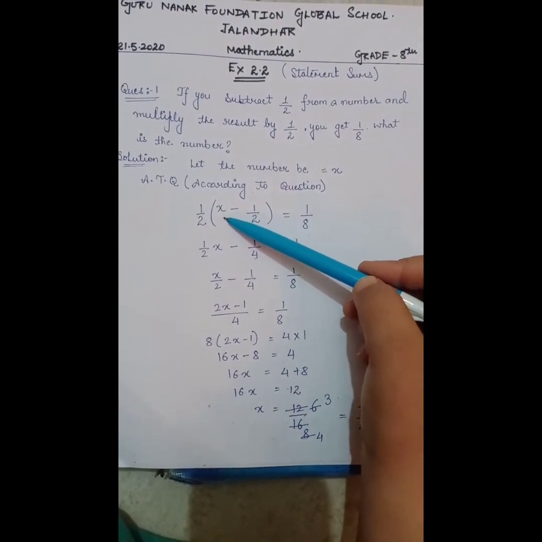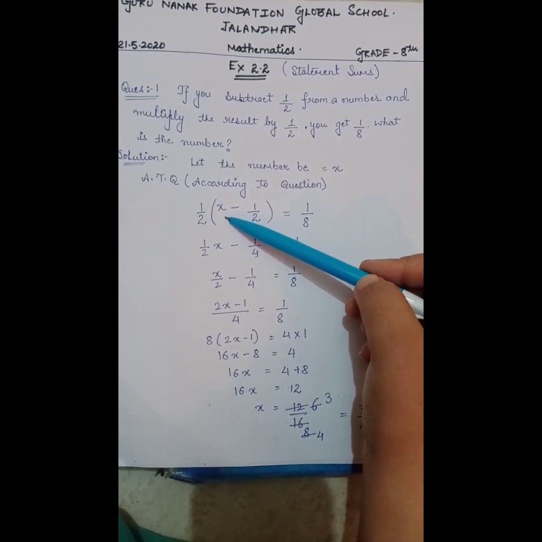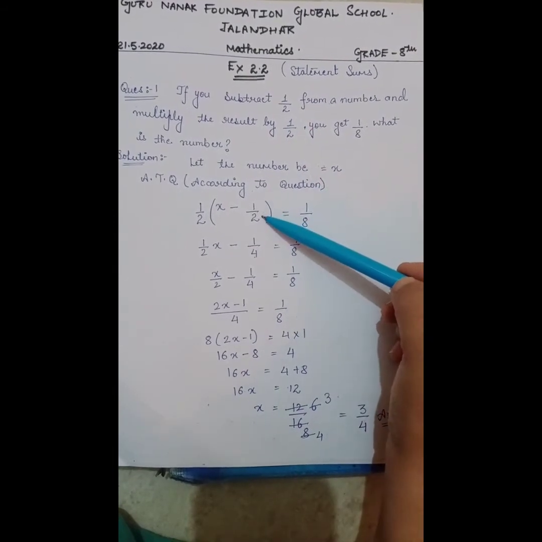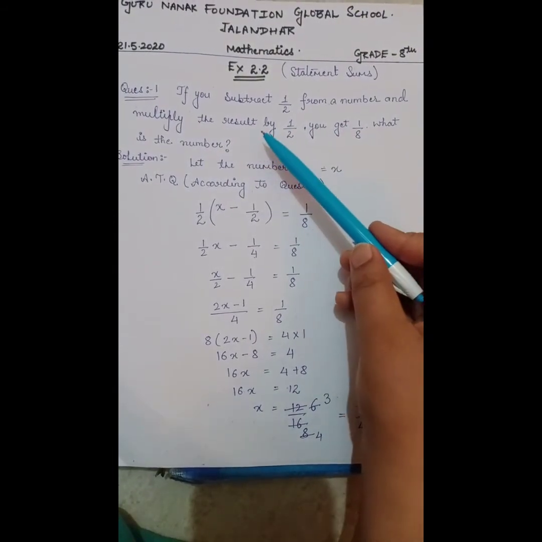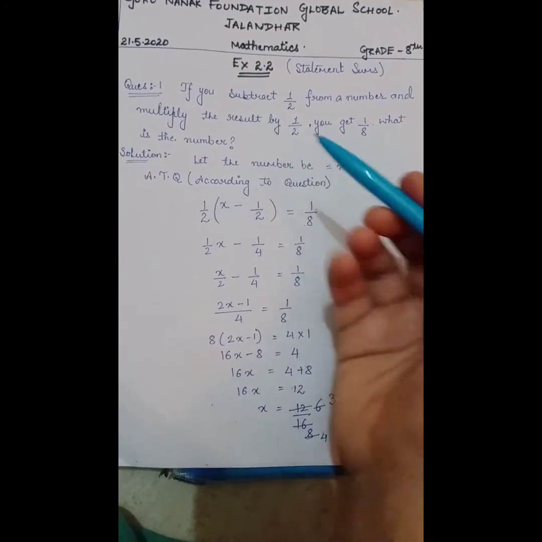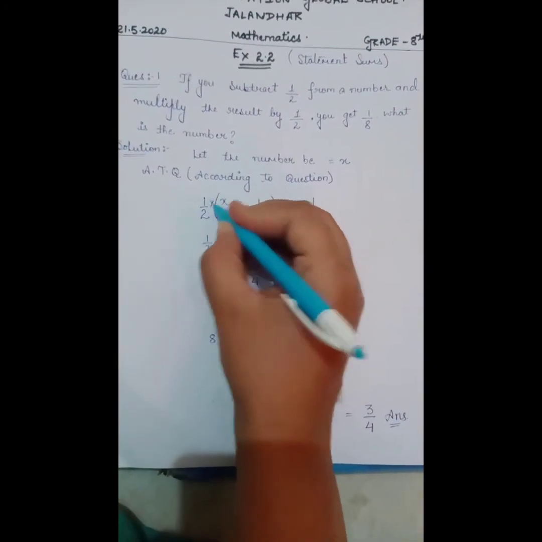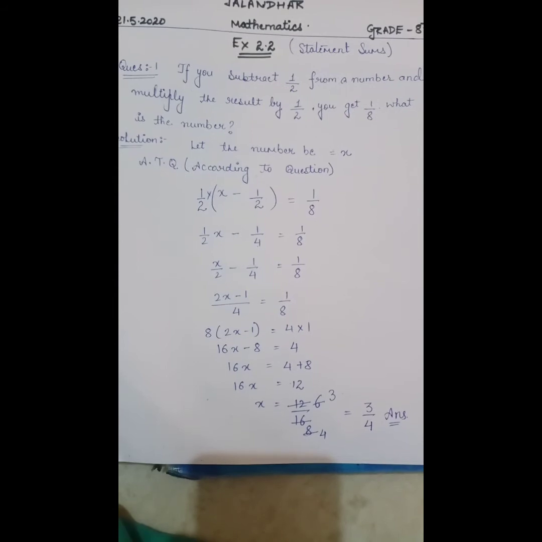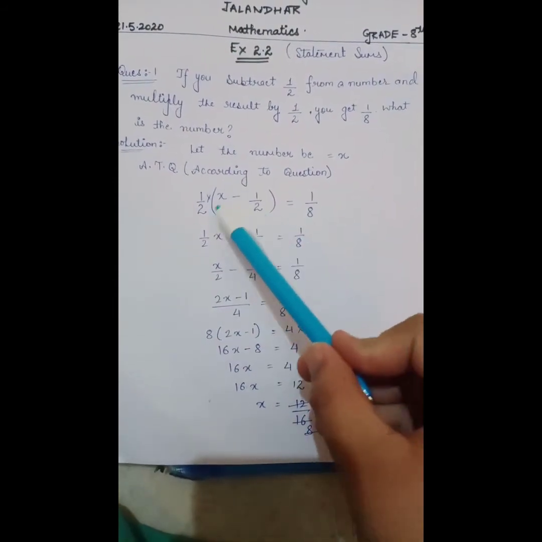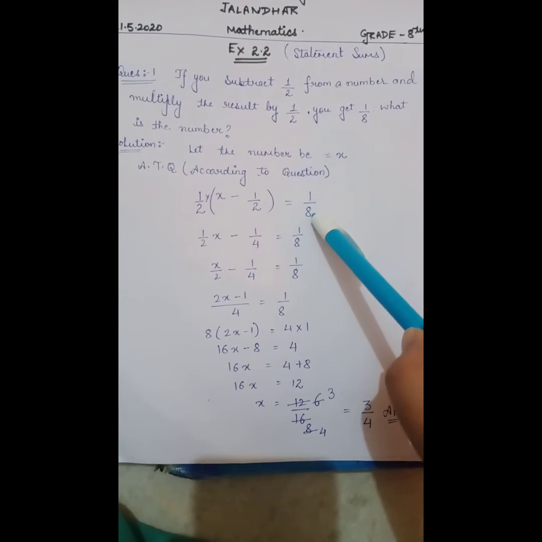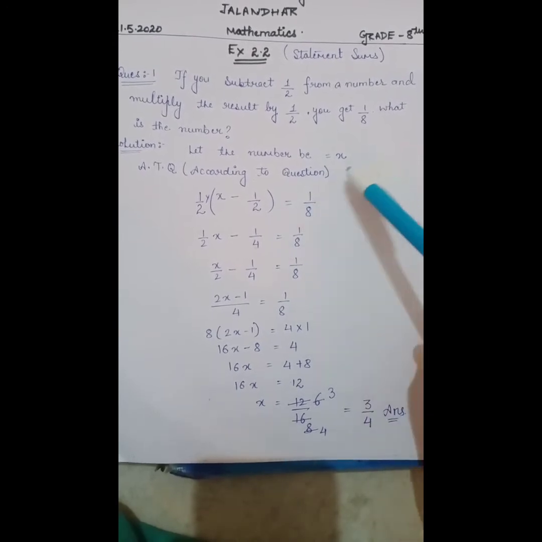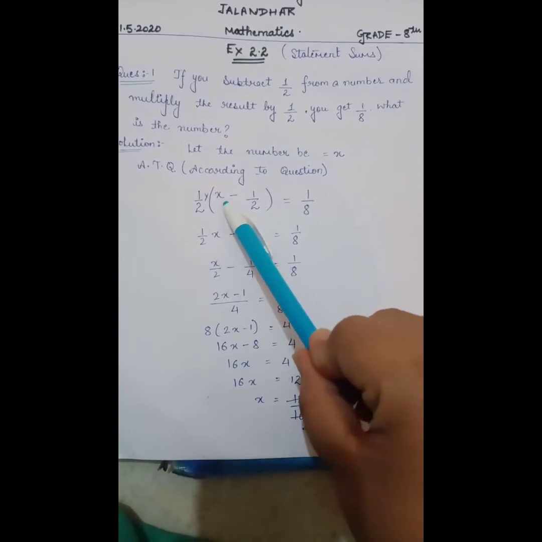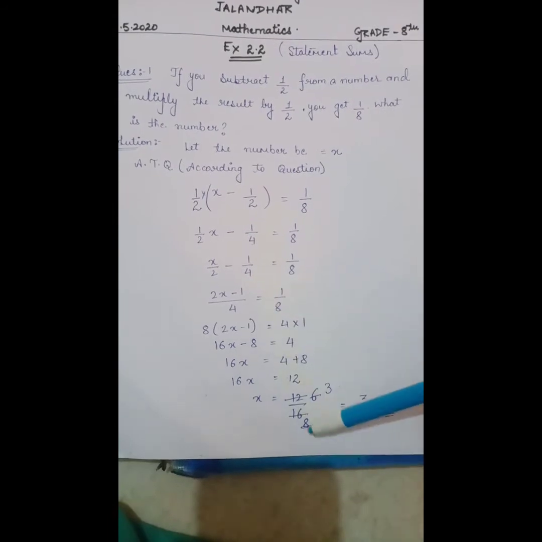See beta, x is your number which we have to find out. Subtract 1/2, so we have subtracted here. And multiply the result by 1/2. Multiply, see. Multiply by 1/2, you get 1/8. After solving this, you get 1/2 times (x minus 1/2) is equal to 1/8. What is the number? You can easily see that only one variable is there, that is x. So you have to find the value of x here.